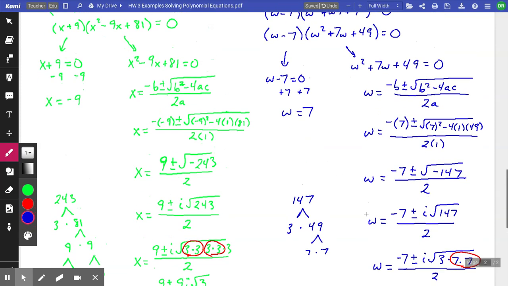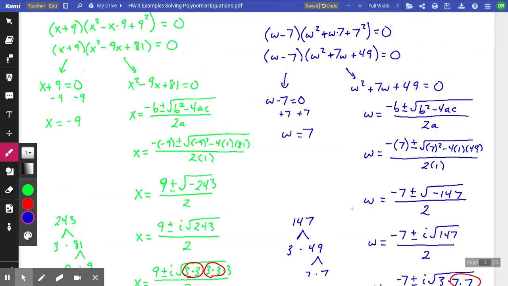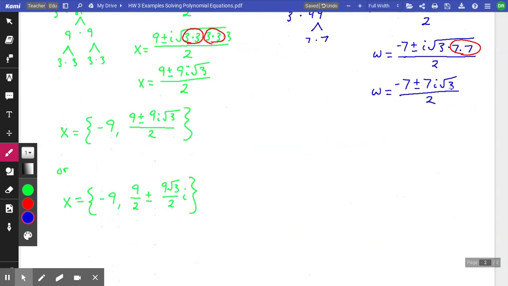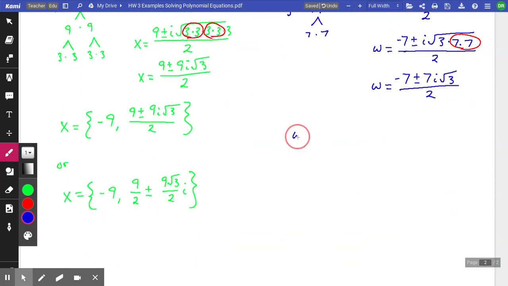And so our 3 solutions are 7 and these 2 imaginary solutions, and we can show that. So w equals, here's my solution set. I have 7, and then our 2 imaginary solutions are negative 7 plus or minus 7i square root of 3 over 2.